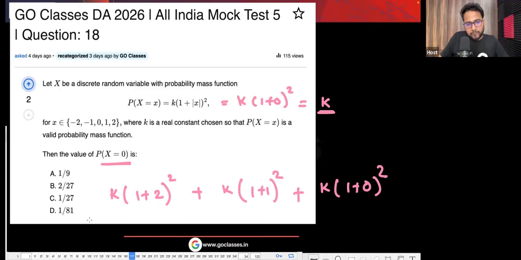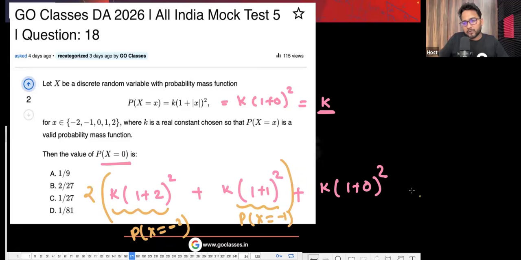Okay, so this is the probability of x is minus 2. This is the probability of x is minus 1. But these two probabilities repeat for plus 1 and plus 2, so that's why I'm going to multiply by 2. Then ultimately the total has to be 1. So you can solve further to get the answer.